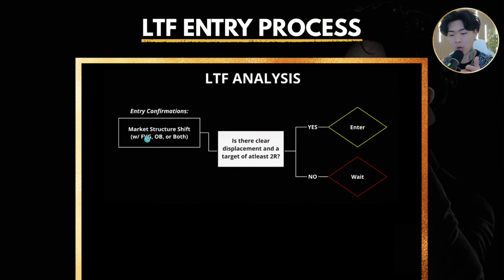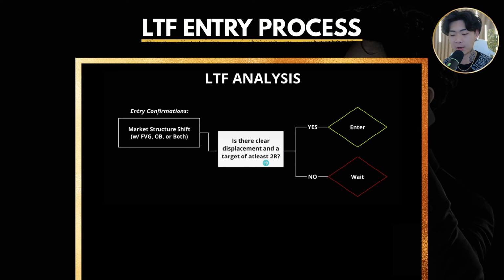You're looking for a market structure shift that leaves behind a fair value gap, an order block, or both. And from all of the price action lessons, we know what a market structure shift is, and we also know what a fair value gap and an order block is as well. So by now, it should be very easy for you to tell when this happens. And what you're also asking yourself is, is there a clear displacement and a target of at least a 2R?